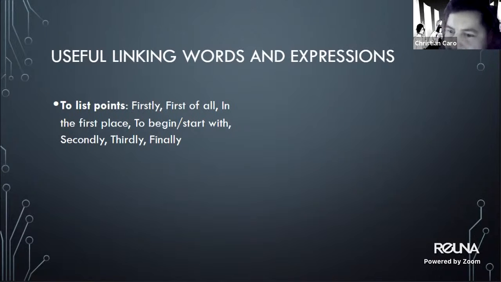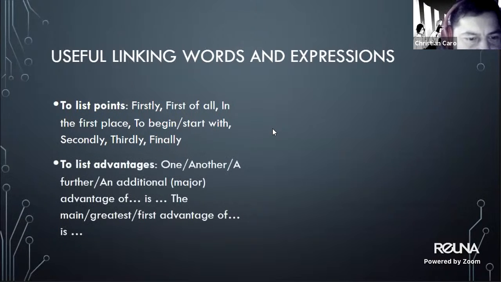Okay, which is in this case pretty much like the connectors. To list points, we use these ones. Of course, there are many more, but these are just examples. First of all, in the first place, to begin, to start with. Secondly, thirdly, finally, right? So if we want to list, in this case, different characteristics of anything, we may use these ones, okay? Linking words in this case, or connectors.